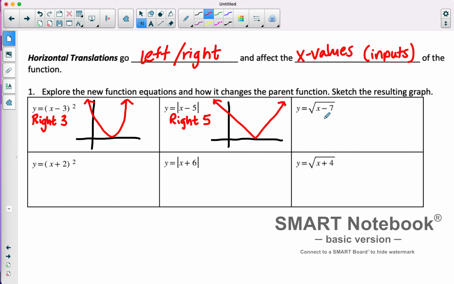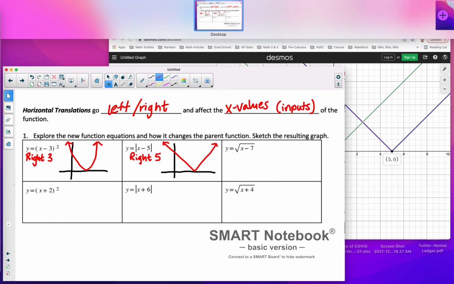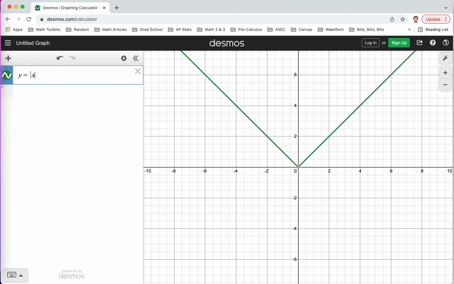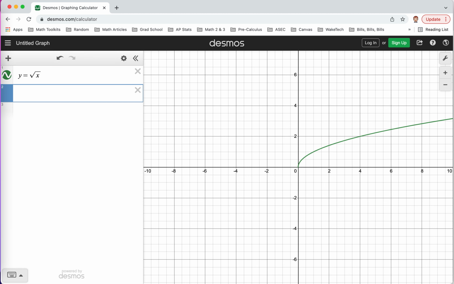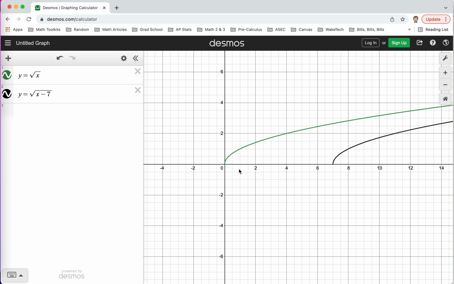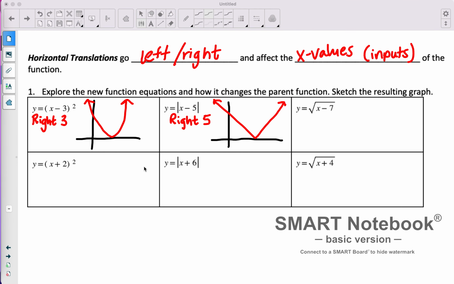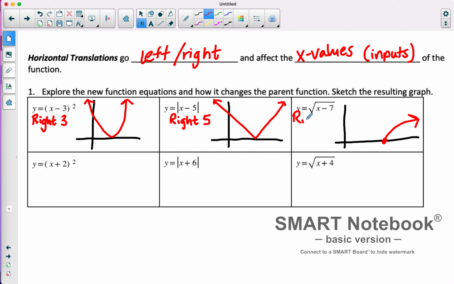The last one there says the square root of x minus 7. So we're going to change the parent function again. It's the square root of x. We're going to take that square root, and inside it we're moving the x's, x minus 7. This moved our x's to the right 7. So now, if I sketch that one, it still had that square root graph shape, but it started here at 7, 0 and went off to the right. So it went right 7.